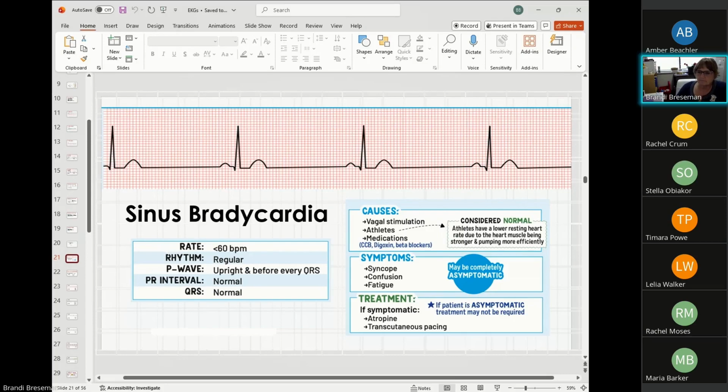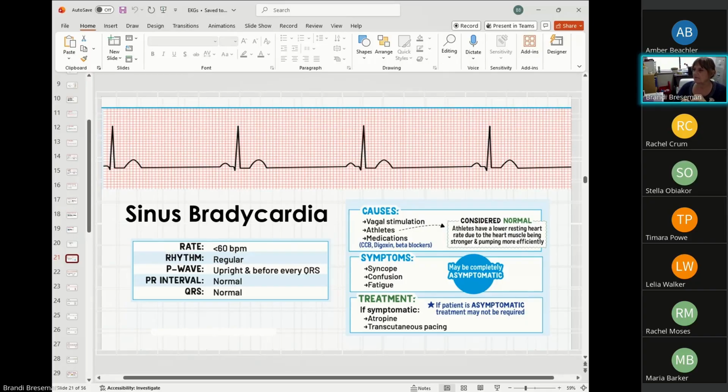Athletes, and we'll talk about this in a second. And then medications: calcium channel blockers, digoxin, beta blockers. Those are very common causes of sinus bradycardia. So athletes, and I'm not talking about somebody who goes to the gym 3 times a week. Okay. I'm talking about athletes. So these are your professional athletes.